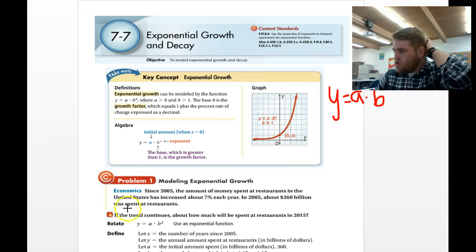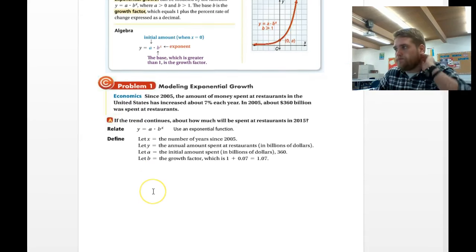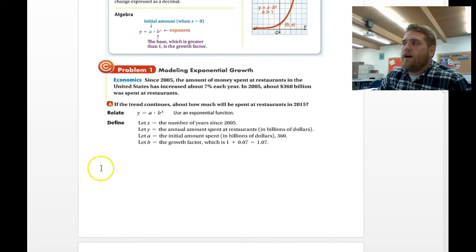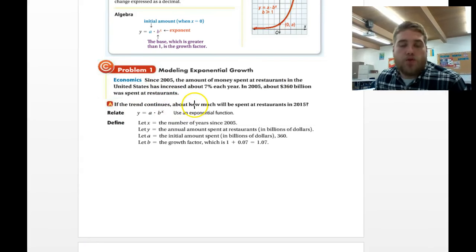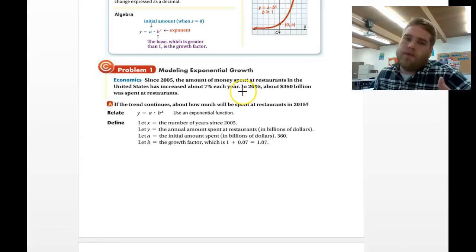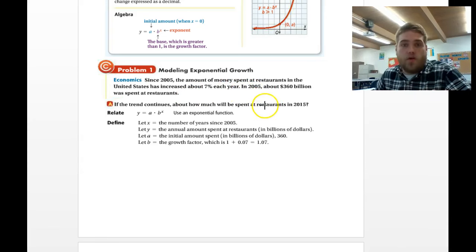On problem 1: Since 2005, the amount of money spent at restaurants in the United States has increased by 7% each year. In 2005, about $360 billion was spent. If the trends continue, how much money will be spent in 2015? If you were an analyst in 2005 wondering how much money your business will make in 2015, 10 years down the road, we can actually do it, which is kind of fun because now it's now.